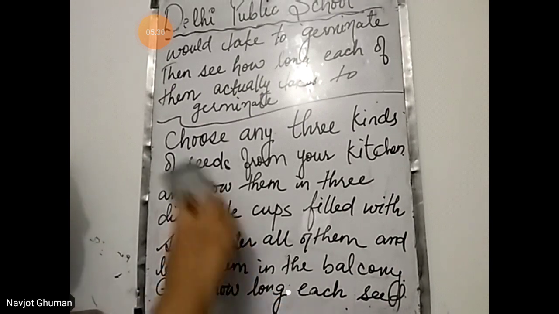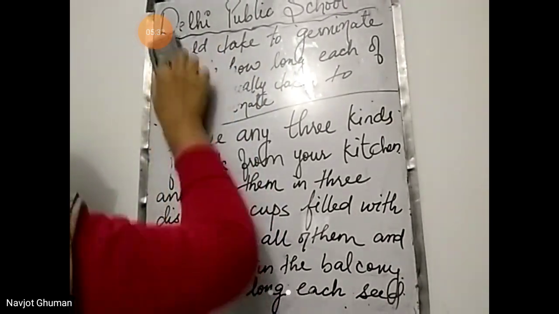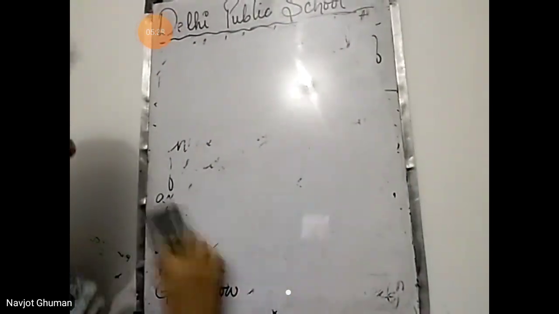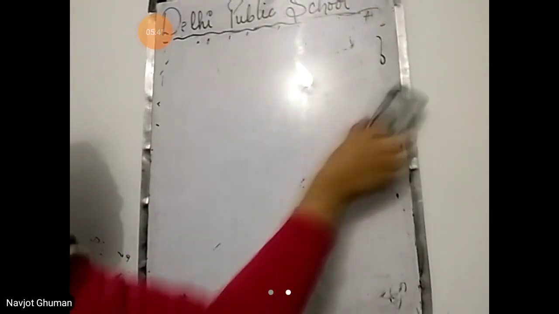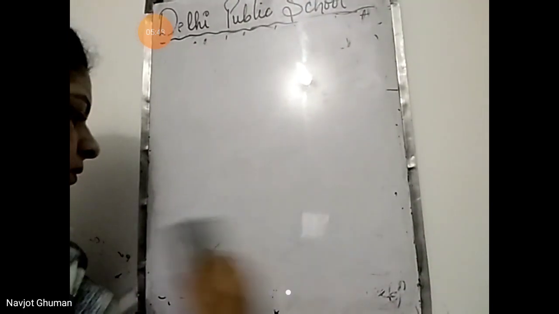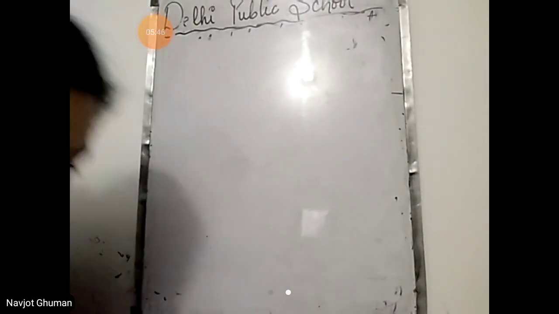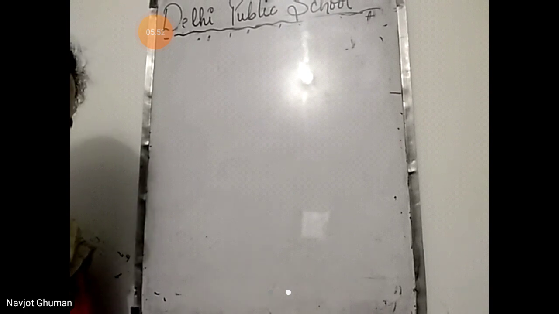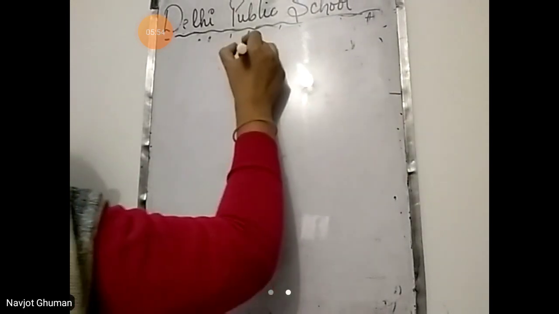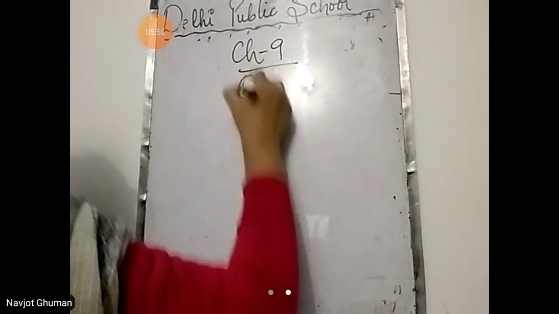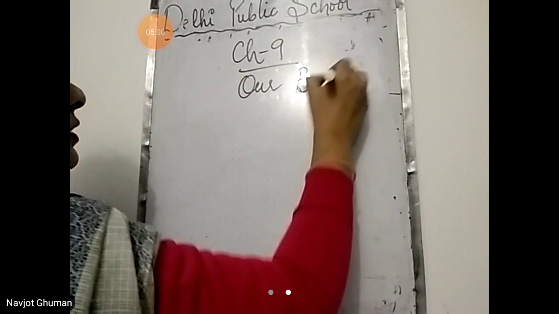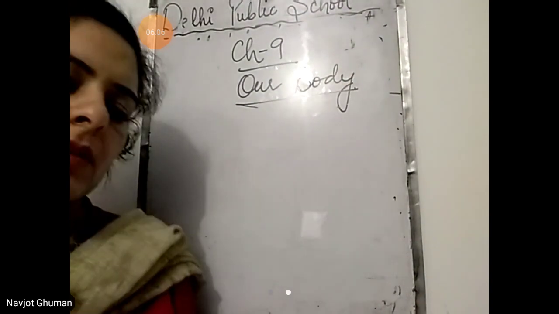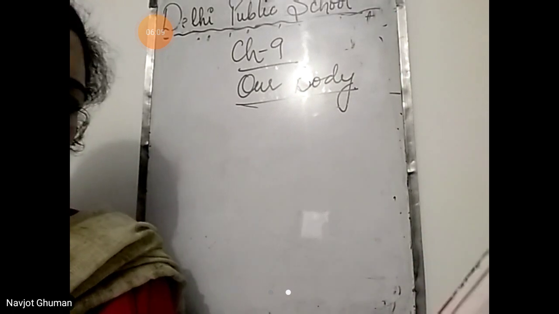Now we will start with the new chapter, that is our body. Chapter number 9. Open chapter number 9, page number 88. Our body. This chapter is totally related to our body. The parts of the body, their functions and everything will be read in this chapter.